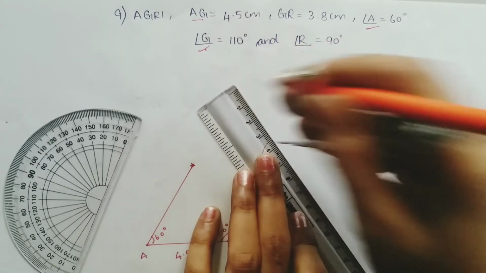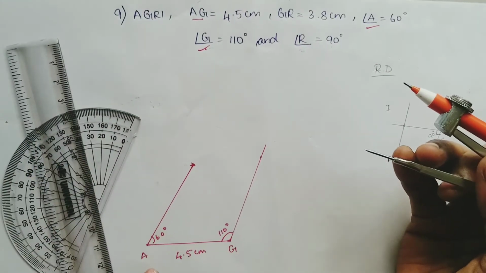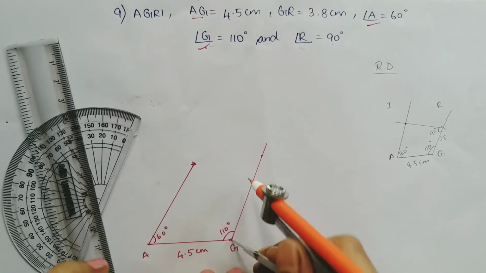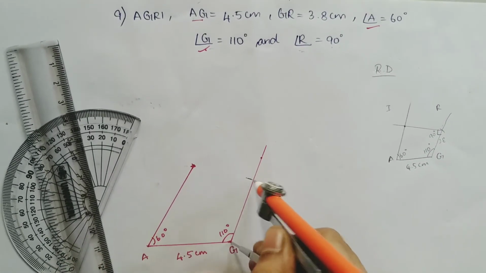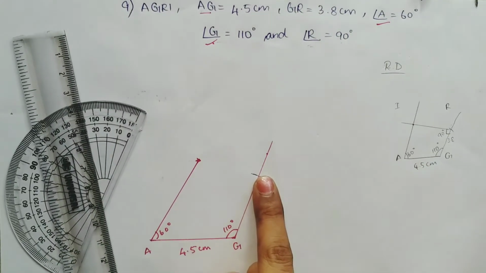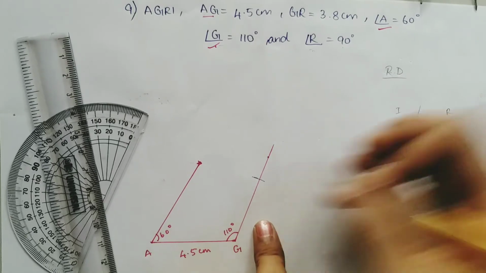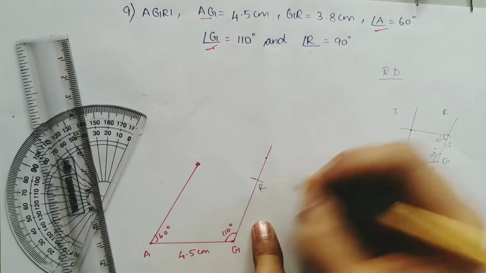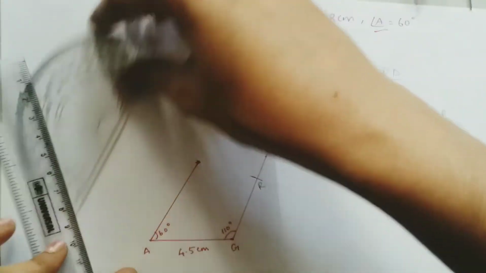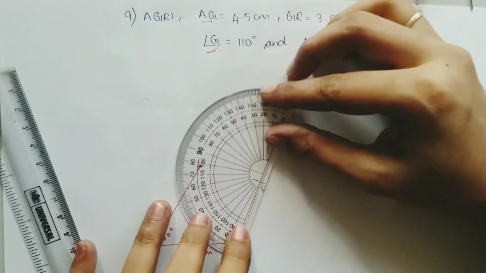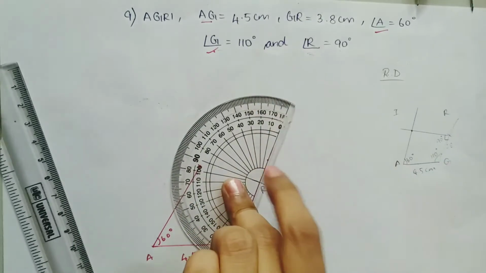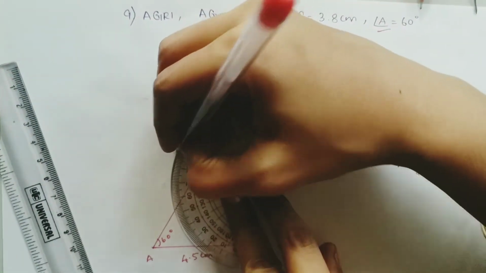So 3.8 is G and R. I am going to keep this pointed end on G and then cut an arc here. So this point is going to be R. Then what they have told us, this R is 90 degree. So you have to take your protractor and keep it on R and then mark 90 degrees.